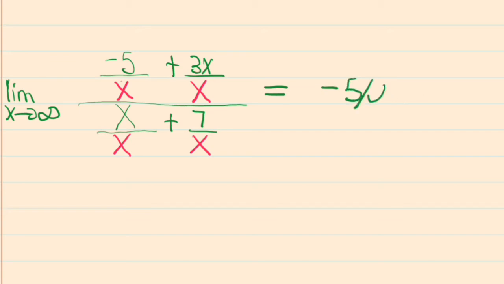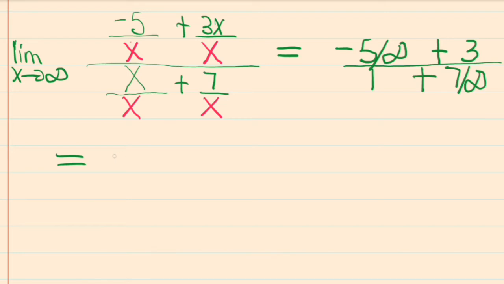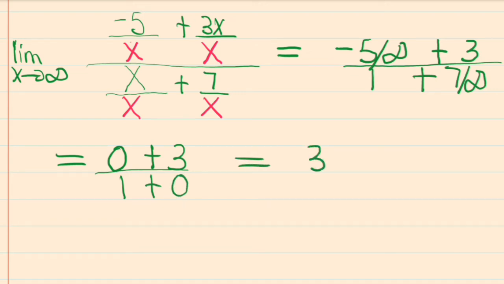This equals minus 5 over infinity. We substitute infinity for x, plus 3x divided by x is 3, all over x divided by x is 1 plus 7 over infinity. Minus 5 divided by infinity is 0, plus 3, all over 1 plus 7 divided by infinity, which is 0. This gives us 3 all over 1, which is simply 3. That's our solution. We move to question number 2.